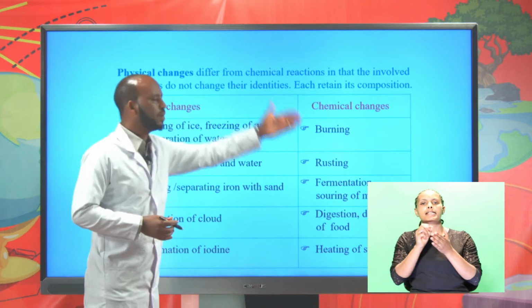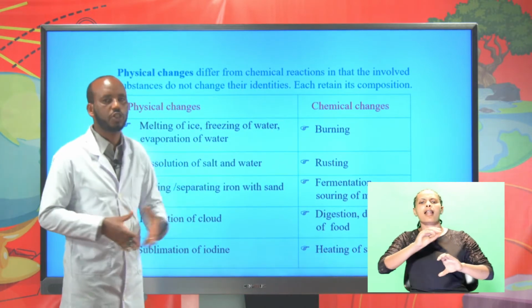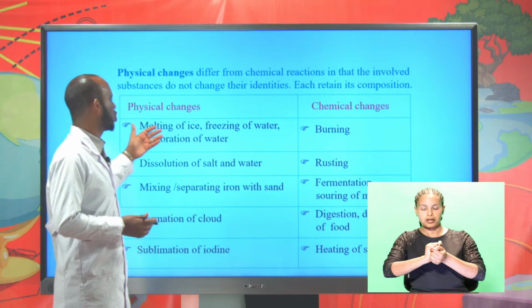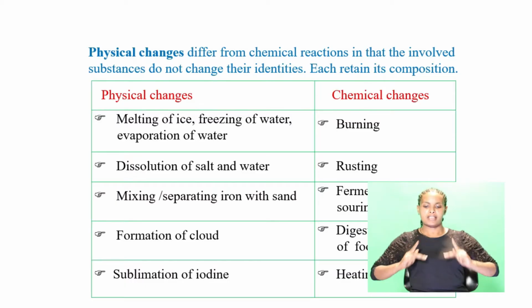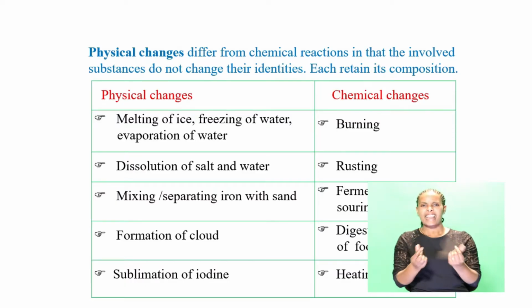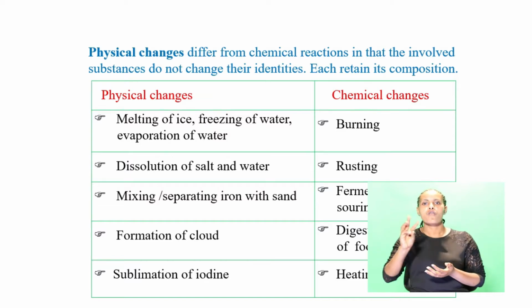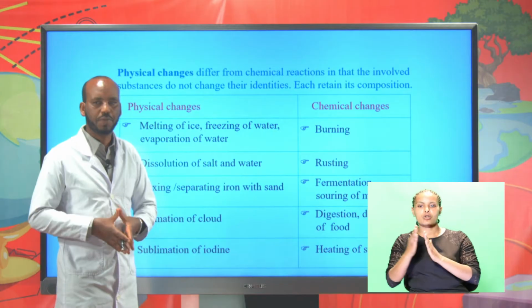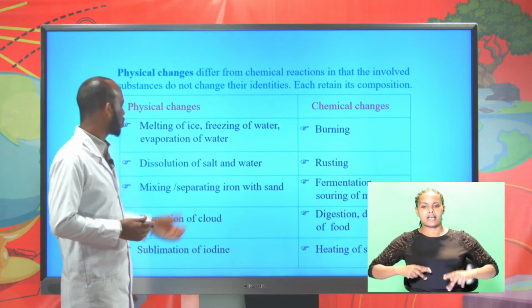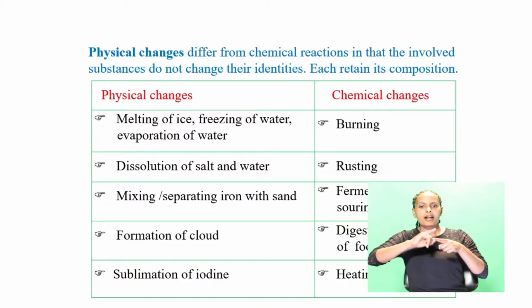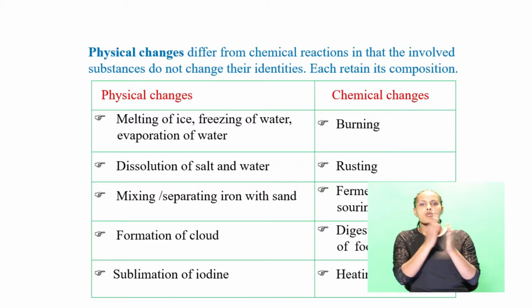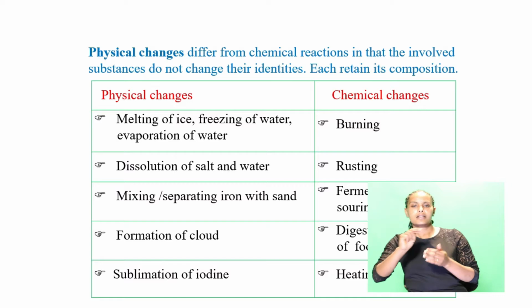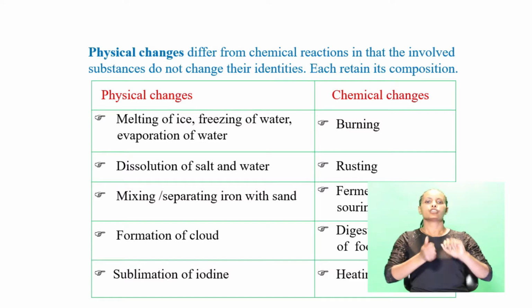These are some examples of chemical and physical changes. Change of states is an example of physical change. Melting of ice, freezing of water, evaporation of water, dissolution of salts in water, formation of solution are examples of physical change. Mixing or separating iron with sand, formation of cloud, sublimation of iodine, again a change of states. All these are examples of physical changes.